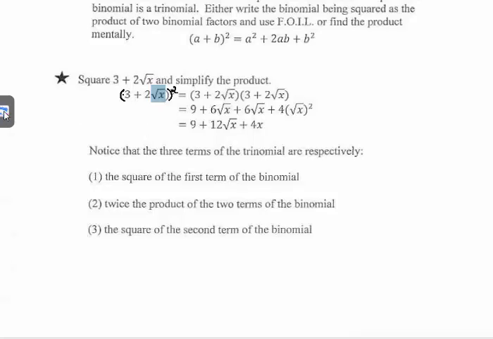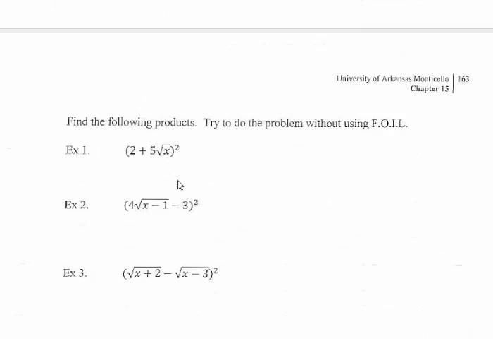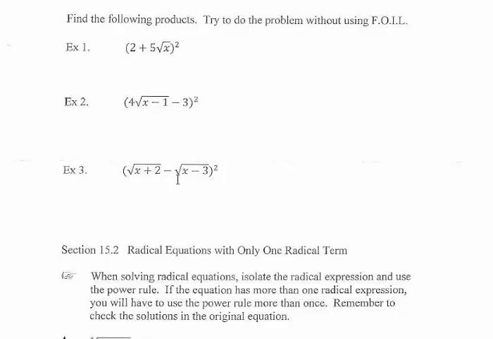Alright, and this is a common place for students to make a mistake, but on the next page we're going to practice FOILing some expressions with radicals in them. Okay, so example 1, if you wanted to, we could write this out as 2 plus 5 square root of x, and then another 2 plus 5 square root of x.